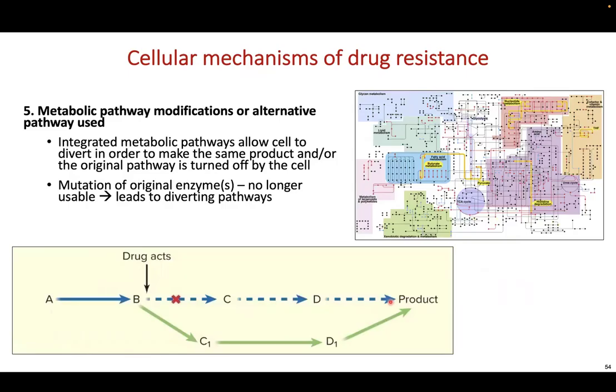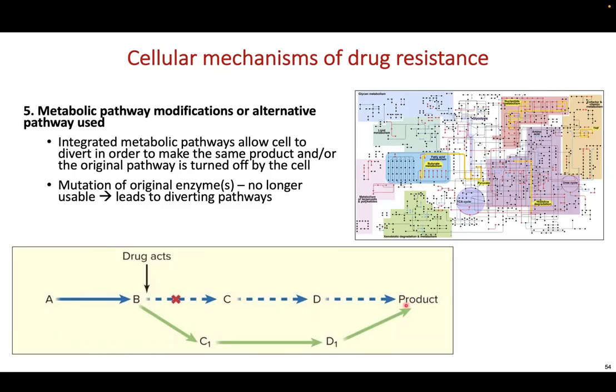The last one is metabolic pathway modification, or an alternative pathway being used. We have drugs that target the enzymatic pathways and other pathways of the bacteria, trying to block them. For example, it can be folic acid metabolism or nucleic acid metabolism. Let's take an example here. If a drug is supposed to block this pathway, moving B to C, then the bacteria don't produce this product and it will die.